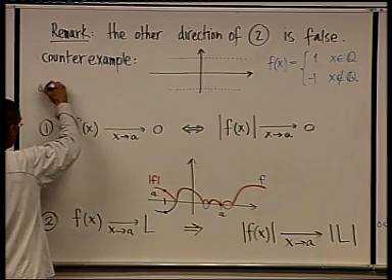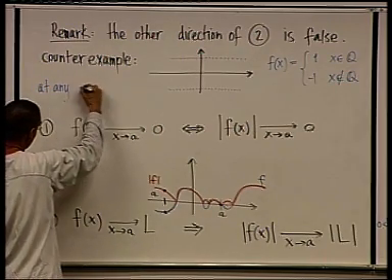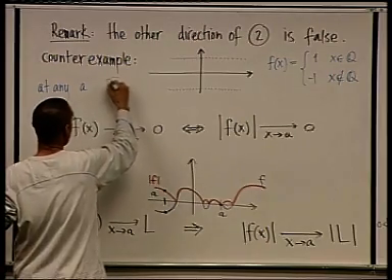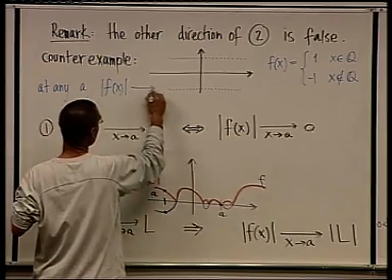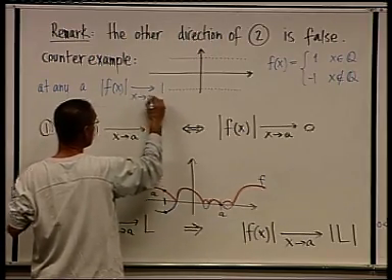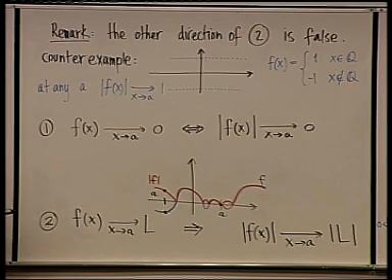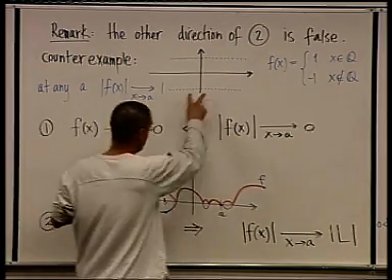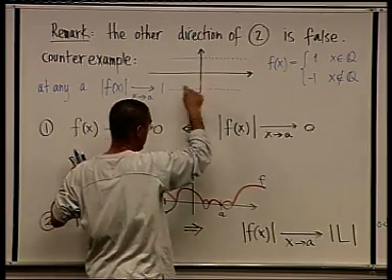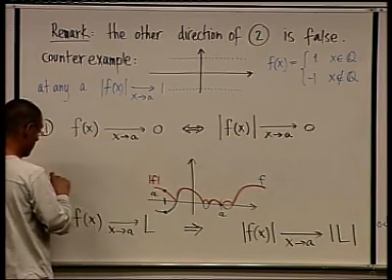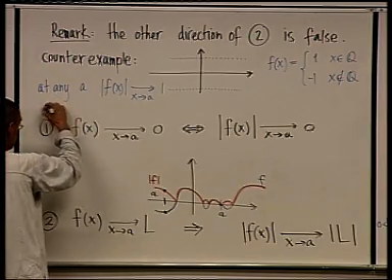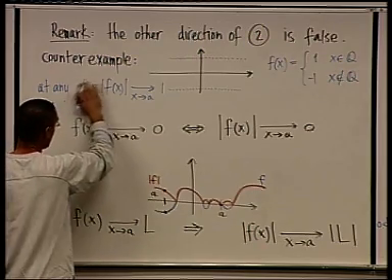At any a, f in absolute value tends to 1 as x goes to a, because f in absolute value is just the constant function 1. Do you agree? It's a line on 1. When it was 1, it remains 1. When it was -1, it becomes 1. So it tends to 1.